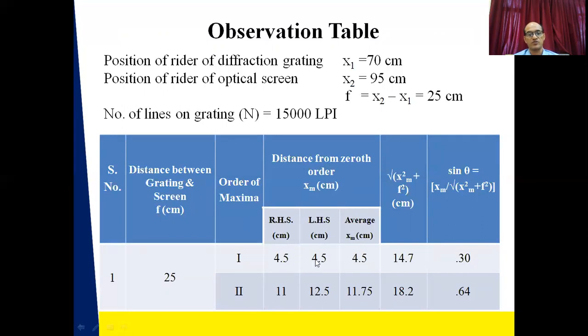Now we'll take the mean of these two readings. It will be 4.5 centimeter, and the mean of these two readings is 11.75 centimeter. Now we will calculate this, and after doing this we will find out the angle of diffraction theta for the first order maxima and the second order maxima.